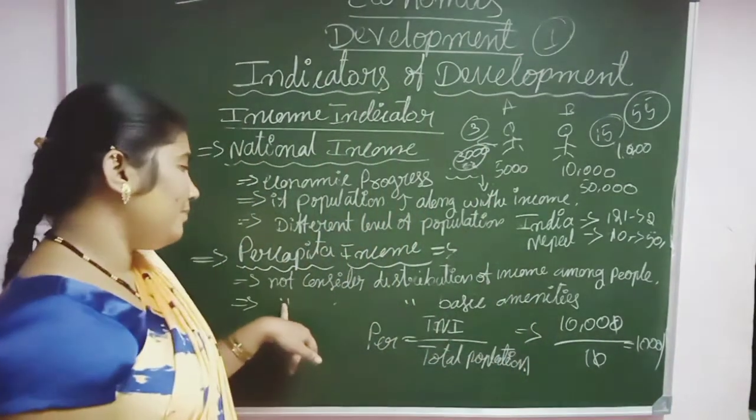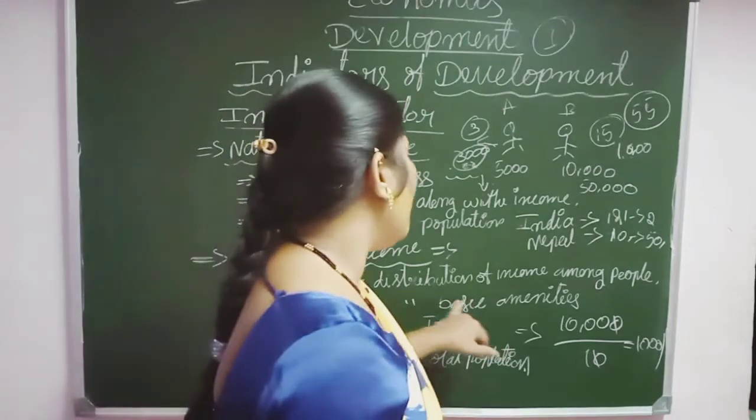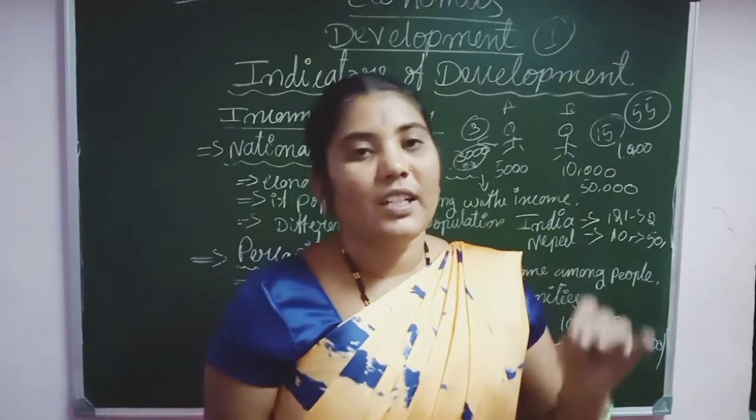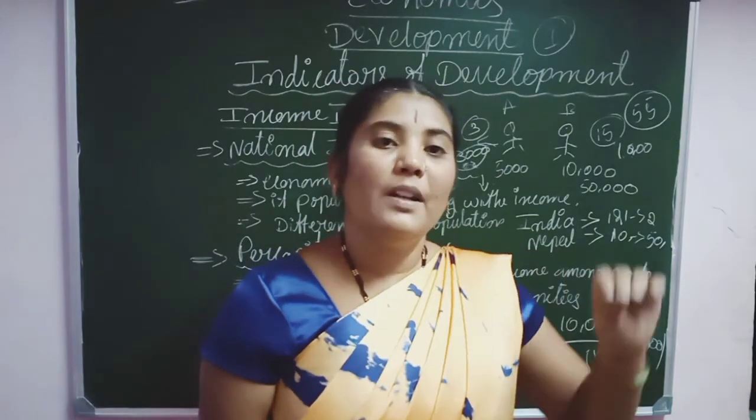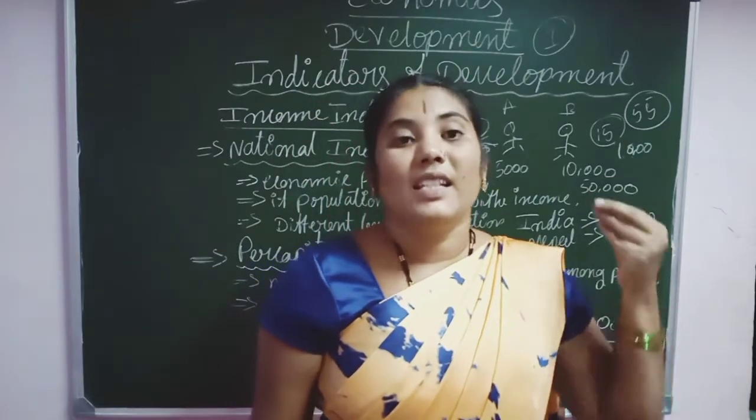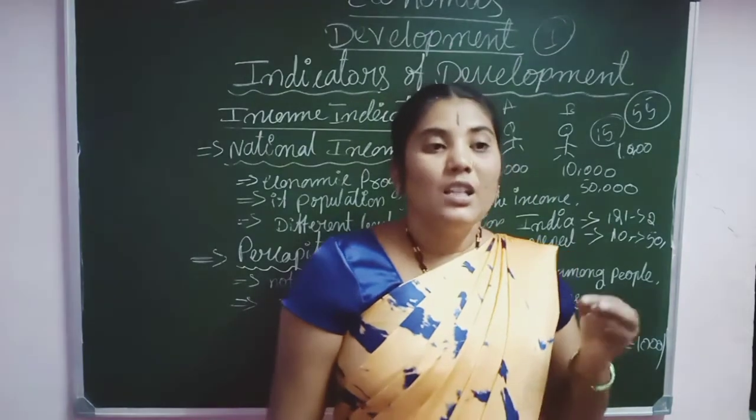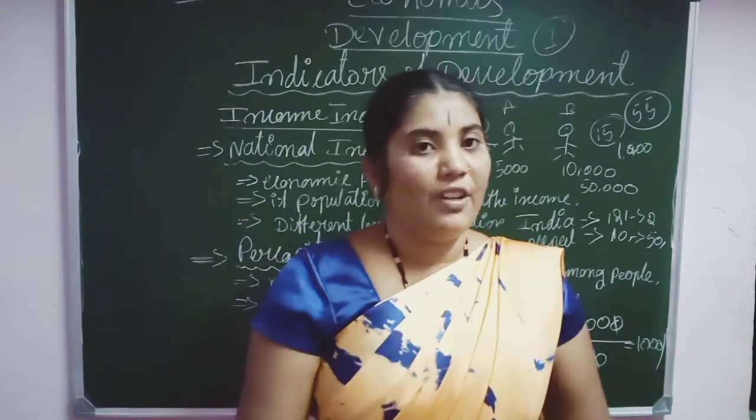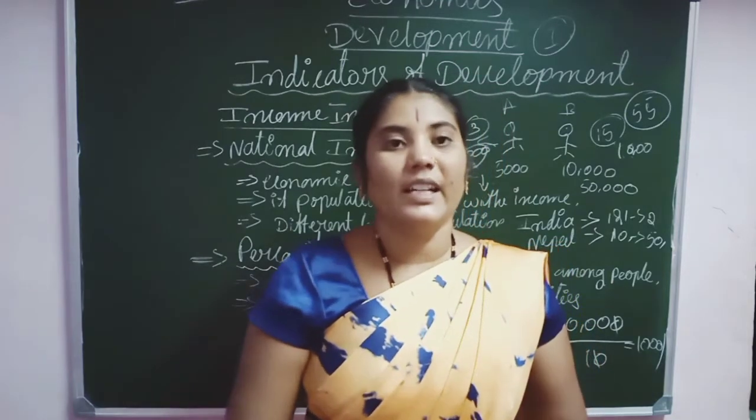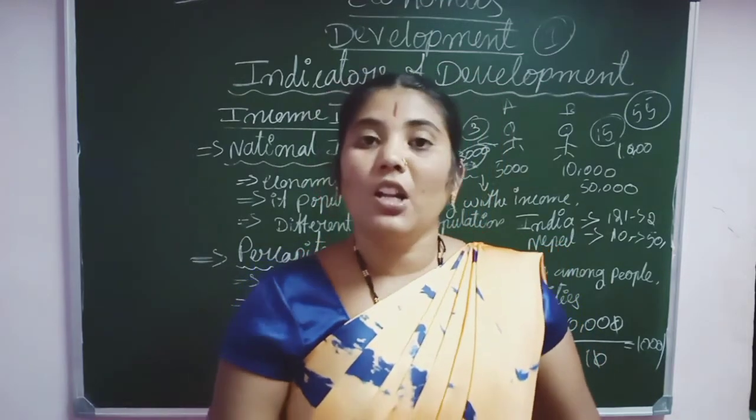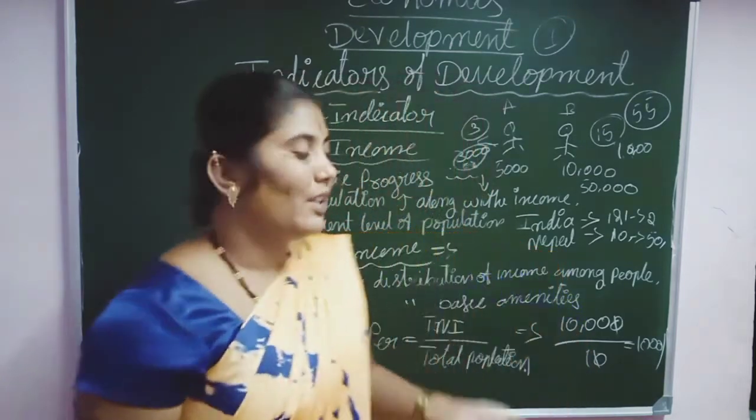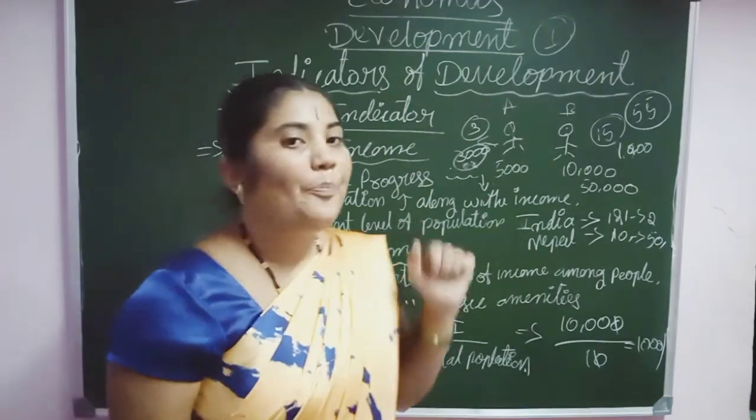Then afterwards, basic amenities are not distributed equally. Basic amenities means fundamental needs. Some people are very rich, some people are very poor. Some people do not have even a single meal today. So fundamental amenities are not distributed equally. What are those? Food, water, shelter, and education, health facility. These are not equally distributed among all people. So this is not considered a true measure of development.